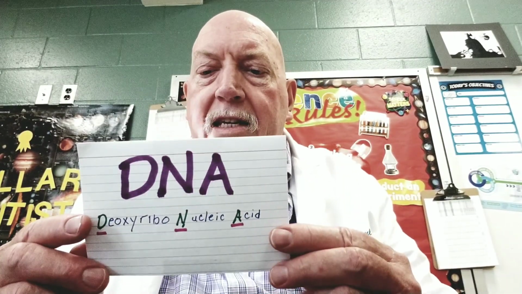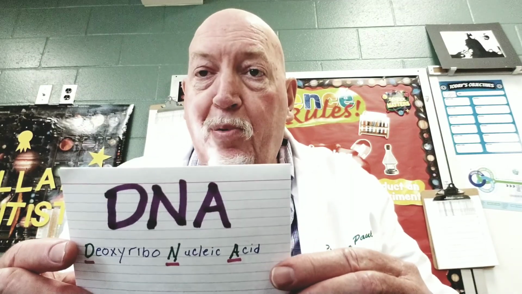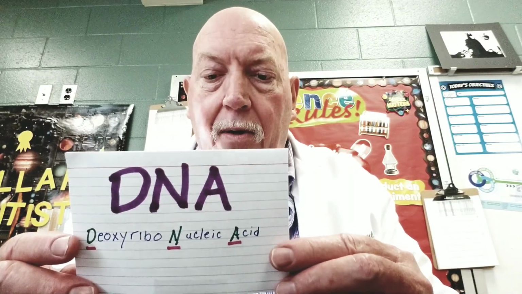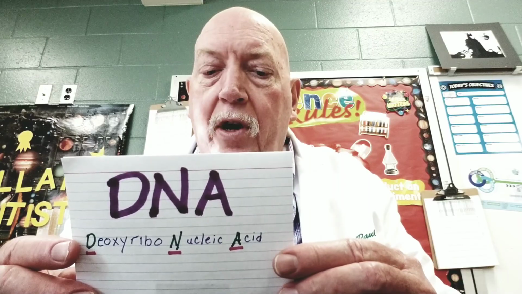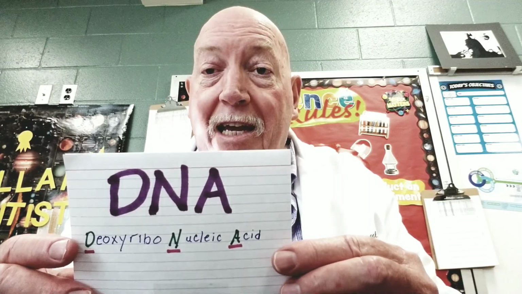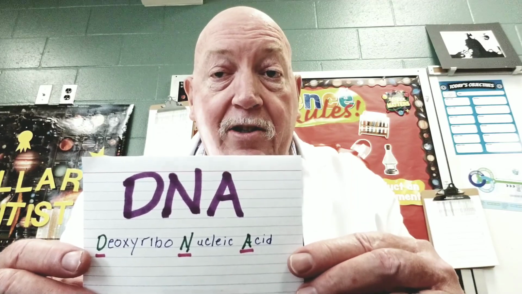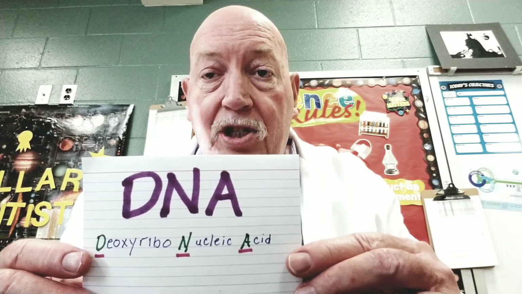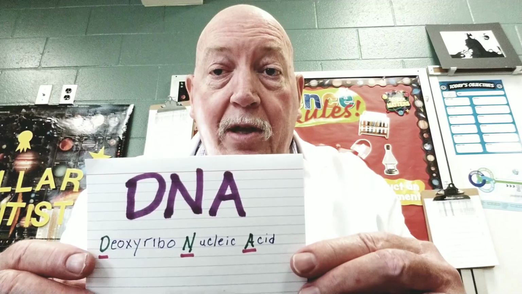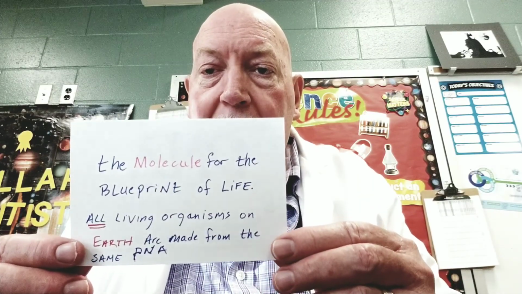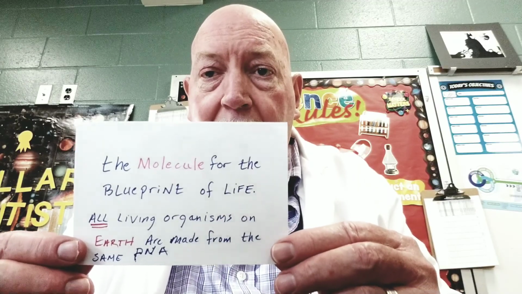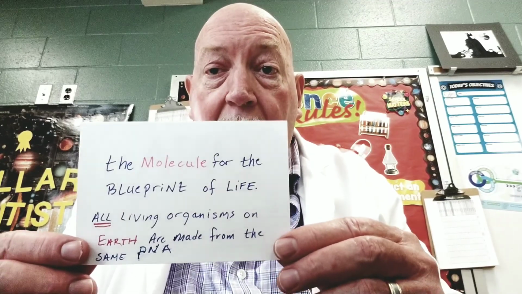DNA. DNA is the molecule for the blueprint of life. You'll see this in the video. All living organisms on Earth are made from the same DNA. They have 4 different parts that have letters associated with them, A, C, T, and G. We don't need to go into detail about those, but you should know that this is DNA. It's the molecule for the blueprint of life. So that is kind of the definition of what DNA is.